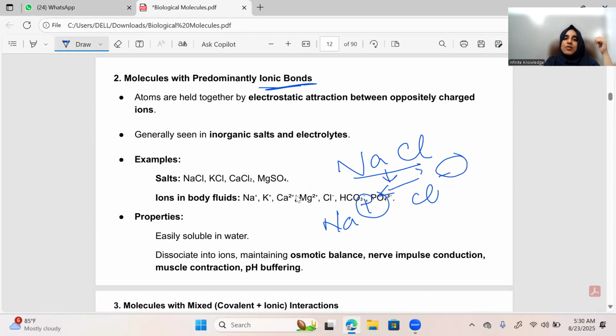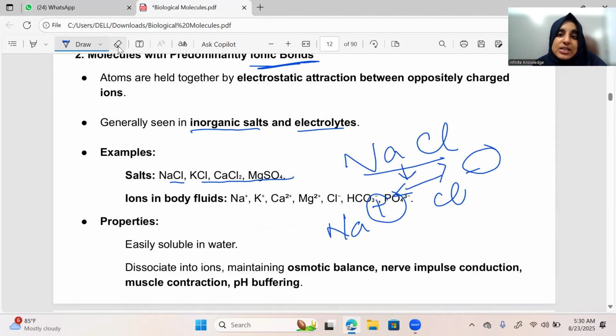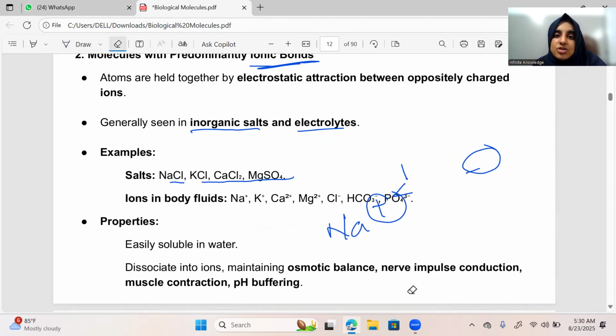What is the mechanism of attraction? It is basically the electrostatic force of attraction, because there are oppositely charged ions. So that is why the attraction occurs. It is seen in inorganic salts as well as in electrolytes. In the salts we have NaCl, KCl, CaCl2, and magnesium sulfate. Basically, all of the electrolytes that are present in the body are being shown over here.